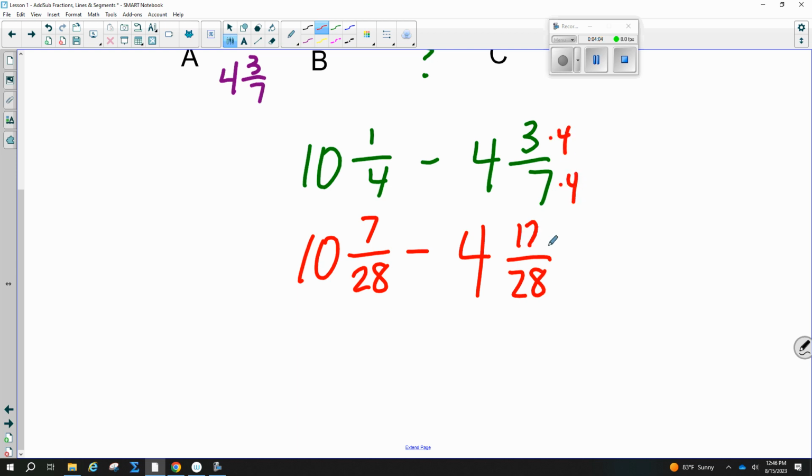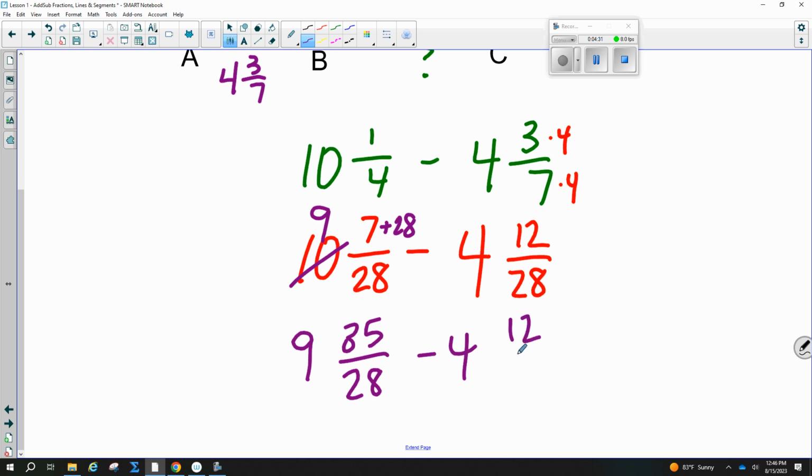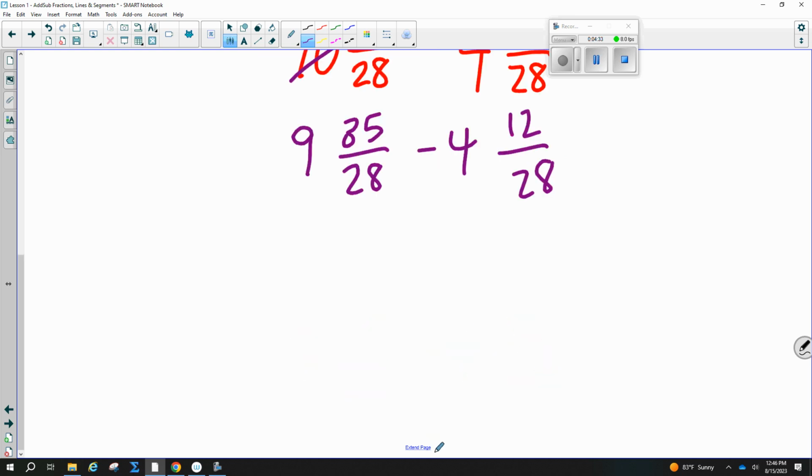We have a little problem, though, because I can't do 7 minus 12, right? So what do we have to do? Exactly. I got to make this a 9. And how much do I need to add up here? Yeah, you're adding like 28 over 28. So I have to add that whole thing. So I really need to add a nice little 28 right here. So I have 9. And when we add this, what do we get? I know. You guys are like, I already know how to do this. Good. Okay. Now I can actually subtract the whole numbers and the fractions.